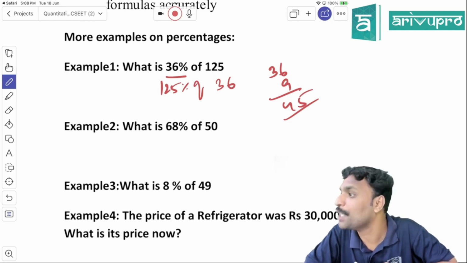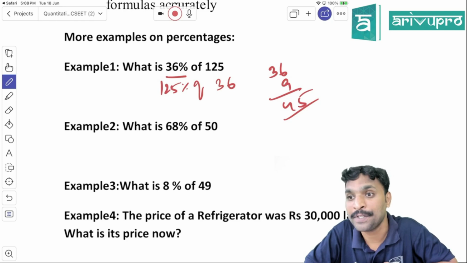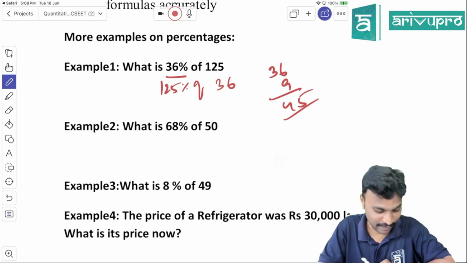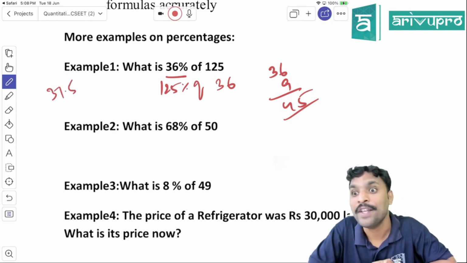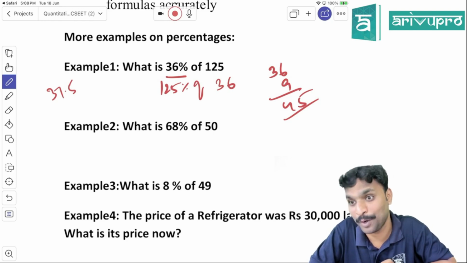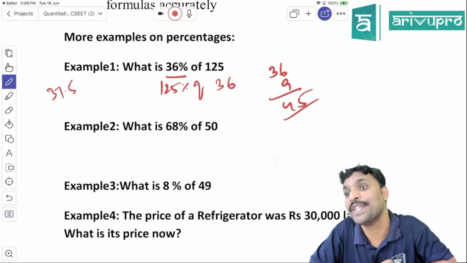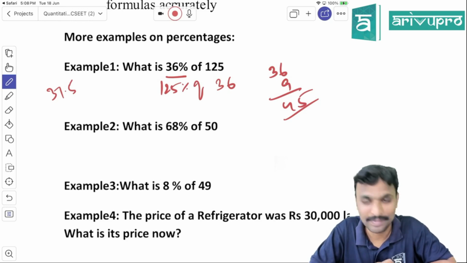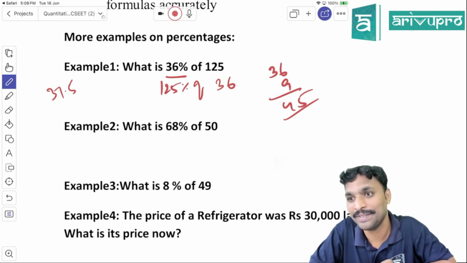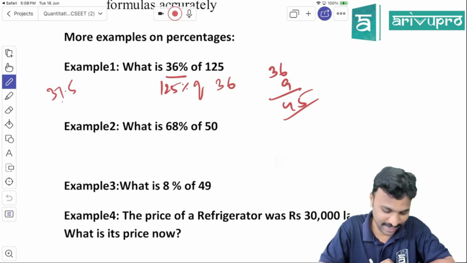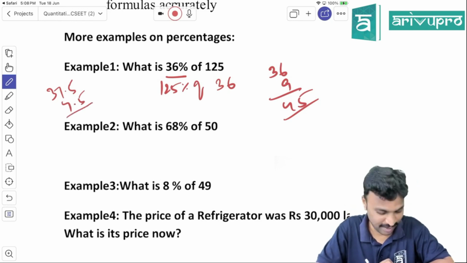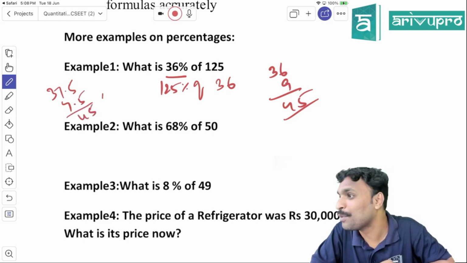First of all, you have to find 30% of 125. 10% is 12.5. 30% is triple, 37.5. Then 6%. 6% of what? 125. 1% is 1.25. 1.25 into 6 is 7.5. Then the answer is 45. That takes more time. Yes or no?